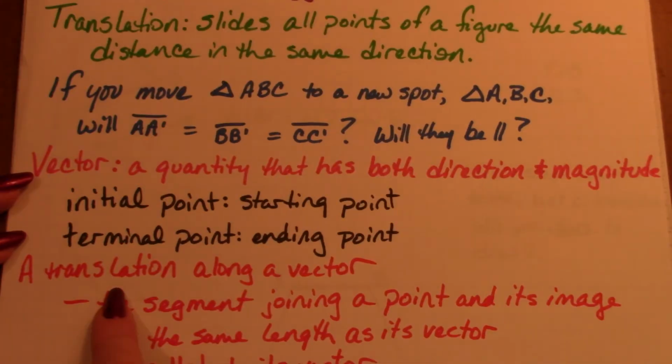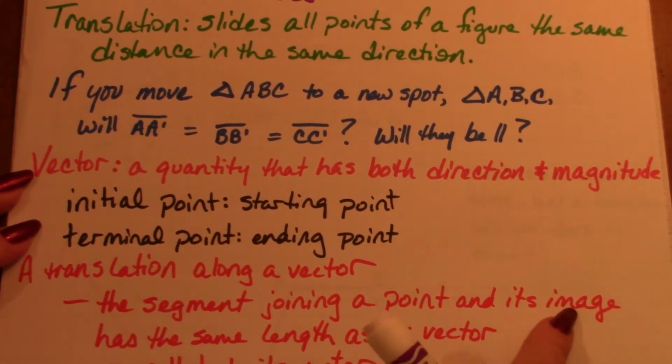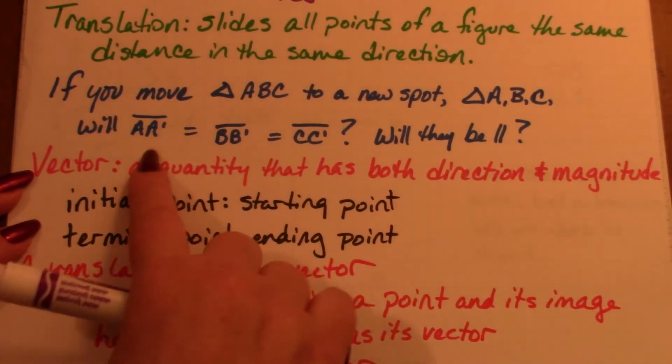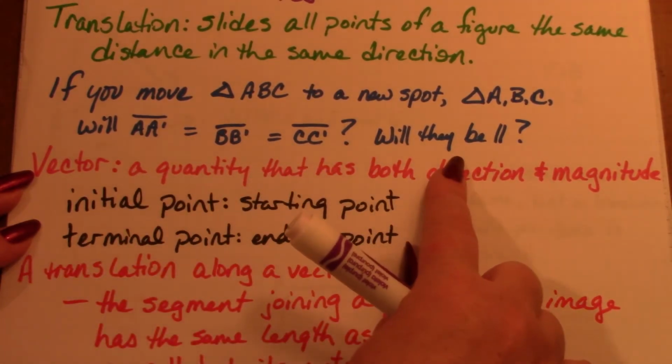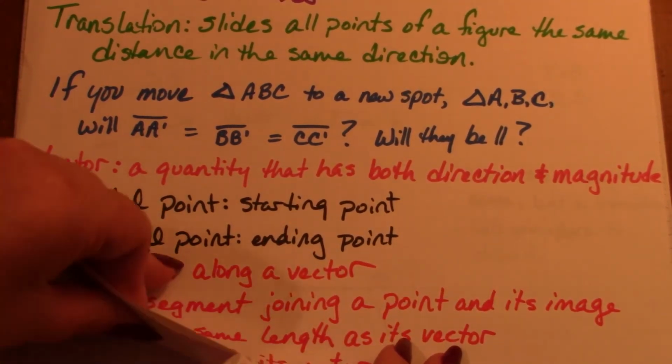So a translation along a vector means that the segment joining a point and its image has the same length as its vector, and it's parallel to the vector. So the answer to these questions are all going to be yes. So let's actually try it on some graph paper.